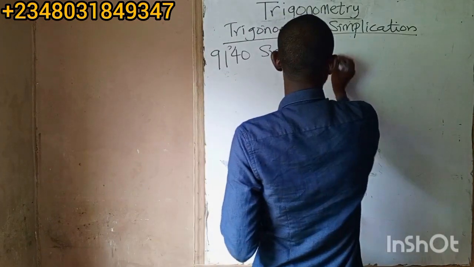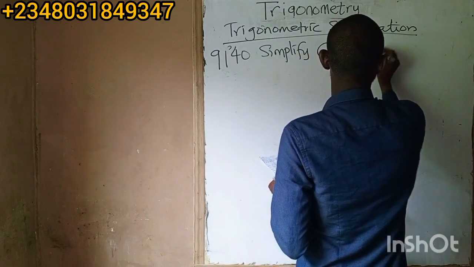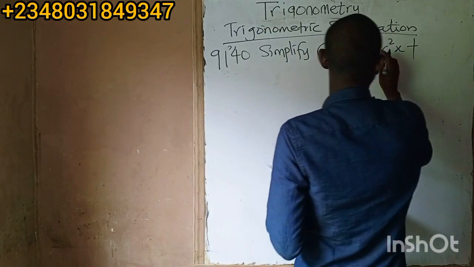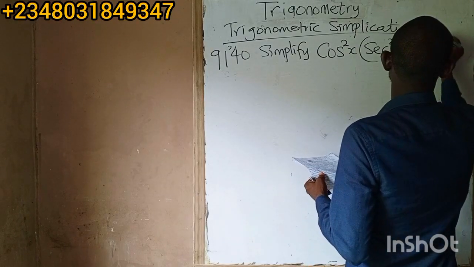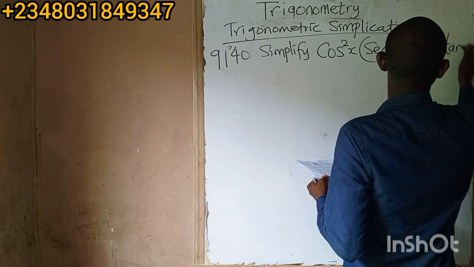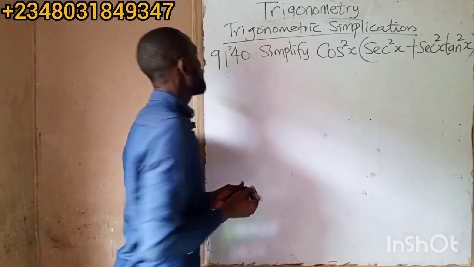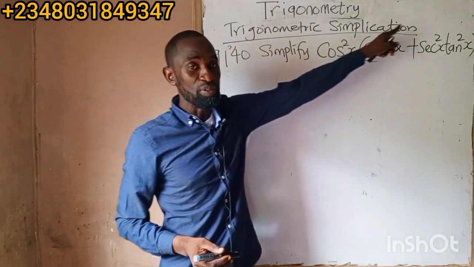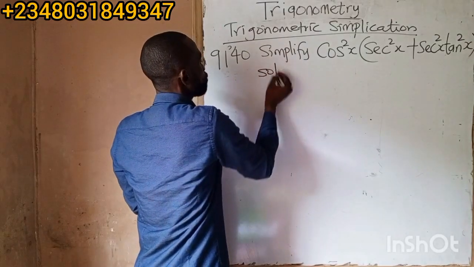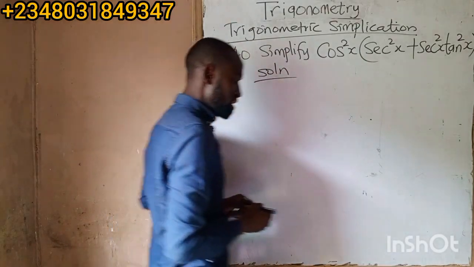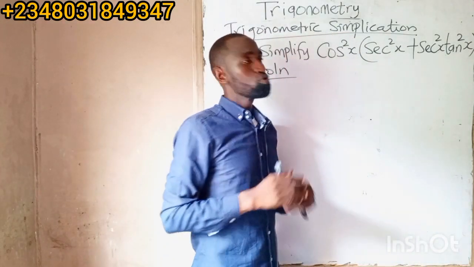Simplify. Cos square x, open bracket, sec square x plus sec square x tan square x. We also simplify this. So we are doing trigonometric simplification. So careful. If I want to simplify, I will use my knowledge of all the things that have been taught in this video to do my simplification.